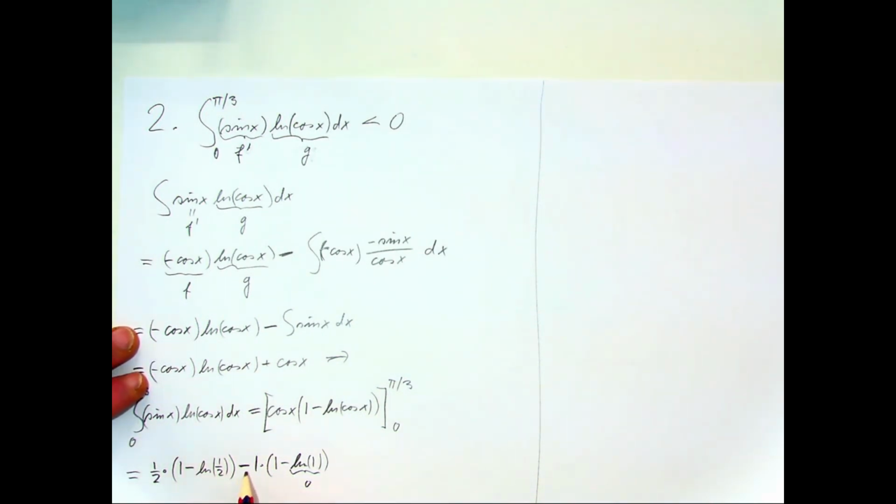And we subtract here 1 times 1. Right? A half minus 1 is minus a half. And then we have this here, which is minus a half ln of a half.